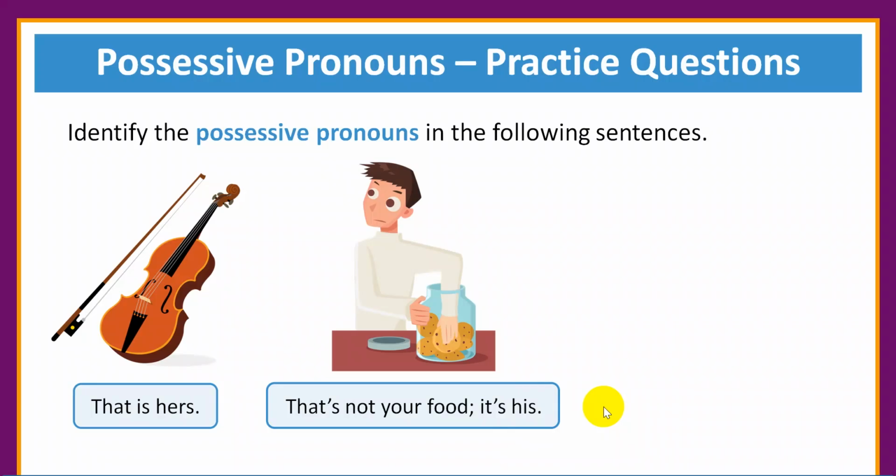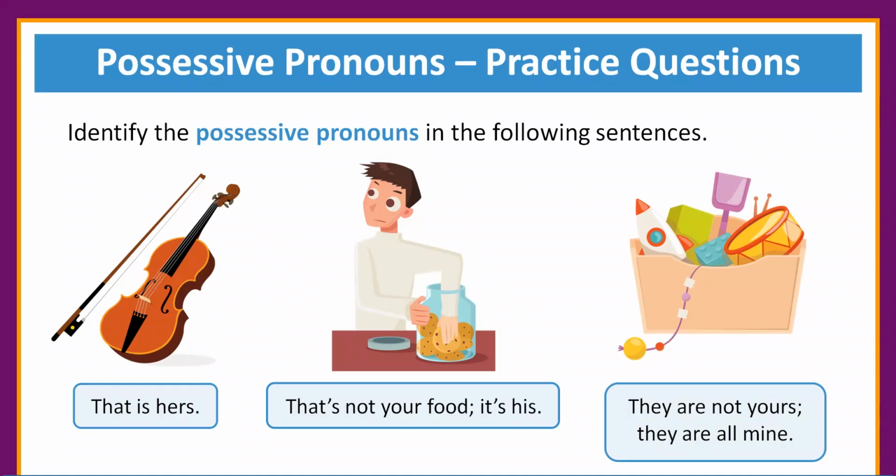So learn the difference. The possessive adjective is followed by a noun, while the possessive pronoun is not followed by a noun. It comes after a noun that we talked about before. Look at this example. They are not yours. They are all mine. Where are the words here that show the possession? The word yours and the word mine. Excellent.